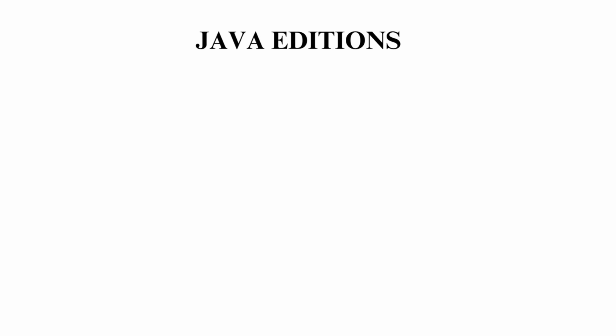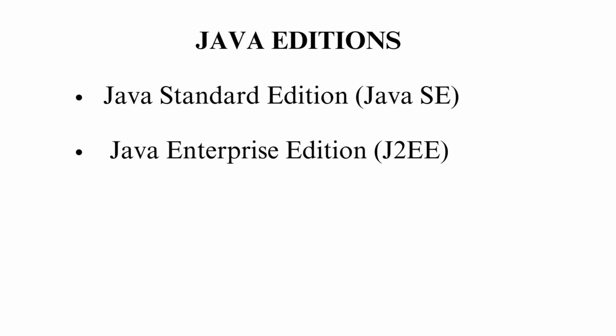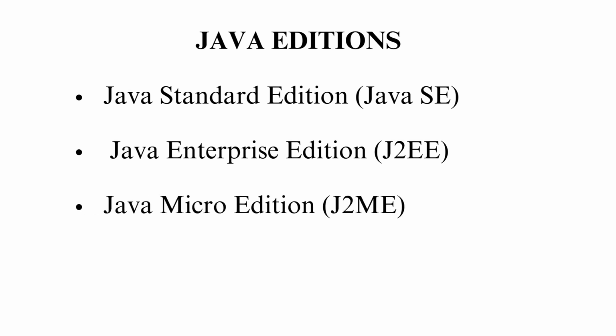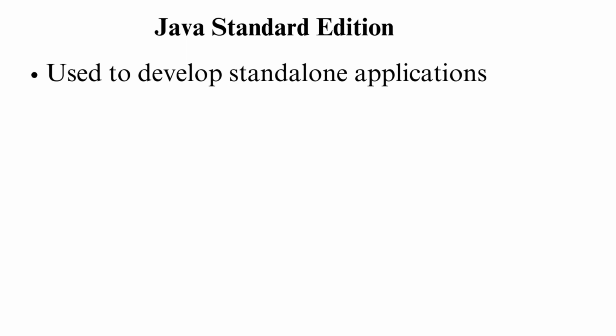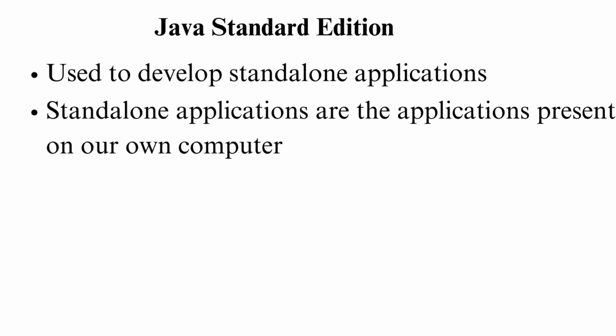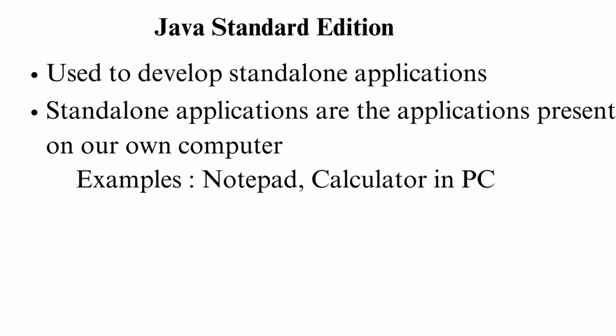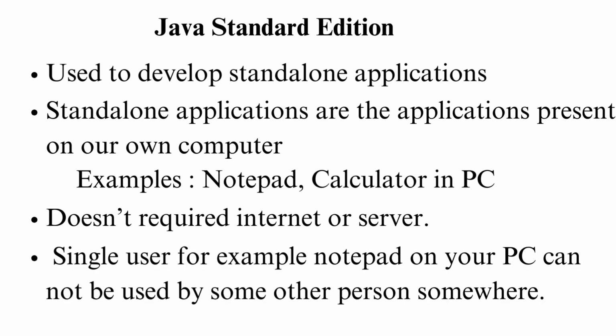In Java, we have 3 editions: Java Standard Edition, Java Enterprise Edition and Java Micro Edition. Let's look into each one of them in detail. The first one is Java Standard Edition. It is used to develop standalone applications. Standalone applications are nothing but the applications present on our own computer, like notepad, calculator. This doesn't require any internet or server to run. It has only one user.